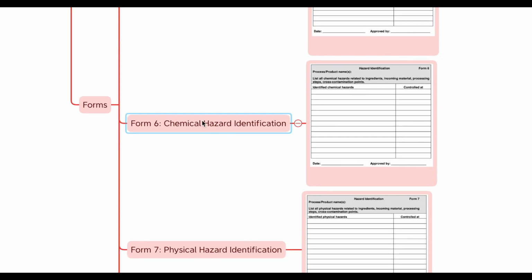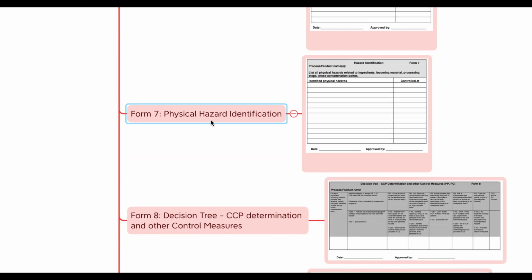Moving to form 6, we have chemical hazard identification. This is all about the chemical hazards in your process. This could include things like cleaning chemicals, pesticides, or allergens. In a bakery example, chemical hazards could include things like cleaning chemicals getting into your dough or undeclared allergens in your ingredients. For a meat processing plant, their chemical hazards could include things like antibiotic residuals in raw meat, or undeclared allergens in their spices. And in a dairy factory, it could include things like cleaning chemicals getting into the milk or undeclared allergens in flavored products.